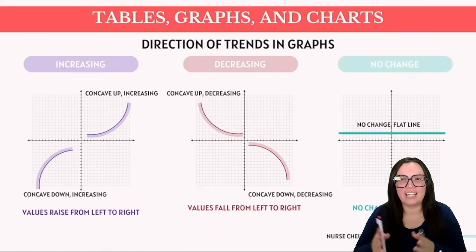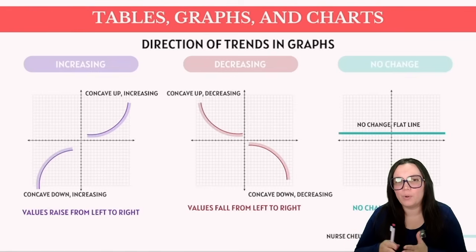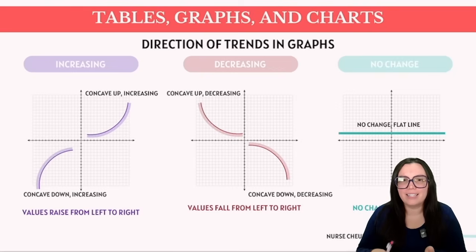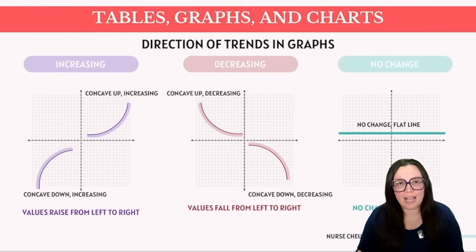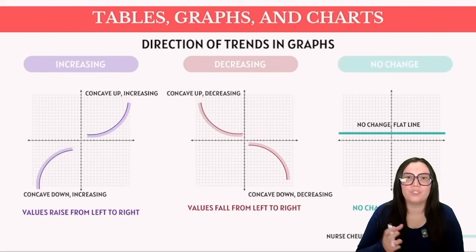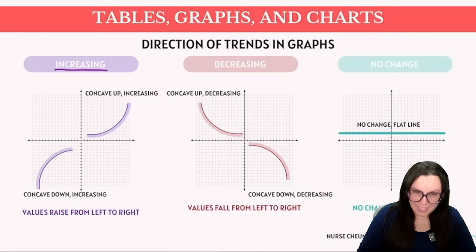Next, let's take a closer look at directions of trends in graphs. When we're analyzing graphs, it's important to understand that different trends can depict either increasing, decreasing, or no change trends. When we're looking at graph trends, we want to look from left to right. Where does the line start on the left, and what is the trend when we move across to the right? Let's start with increasing trends.